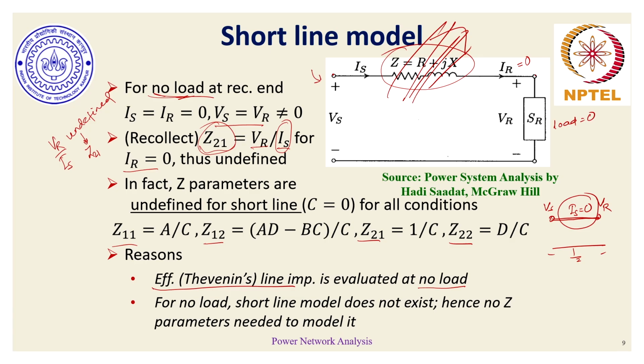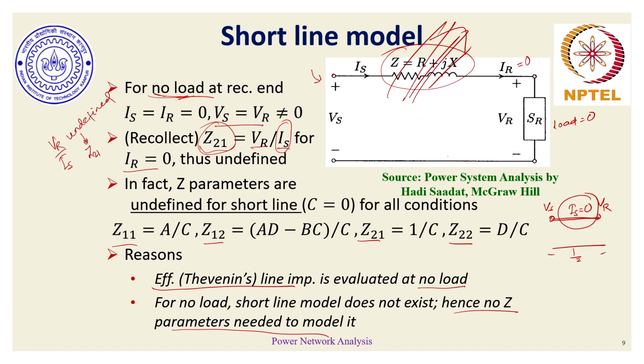There is no need of having a short line model. And that is probably the reason why the short line model cannot be represented in terms of impedance parameters, because impedance parameters are not important or not valuable for the short line model under no load condition. And that's the reason why the Z parameters for the short line model cannot be defined or evaluated.